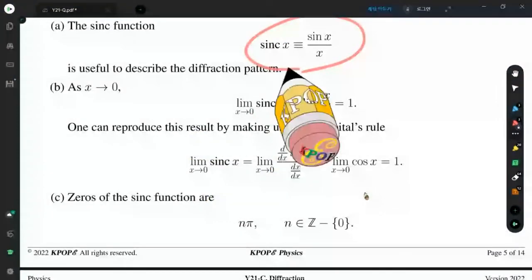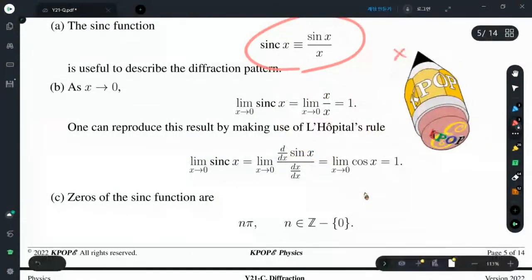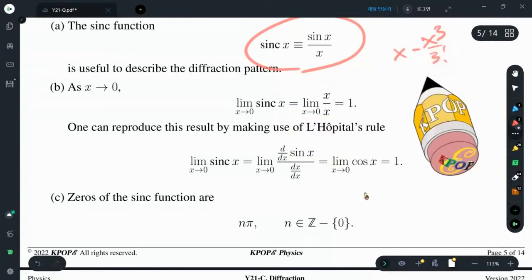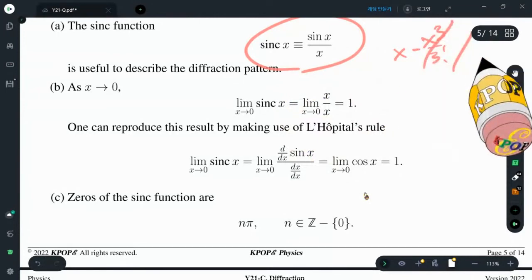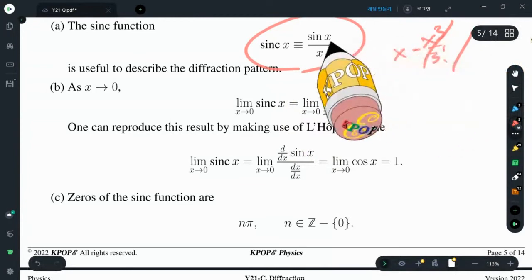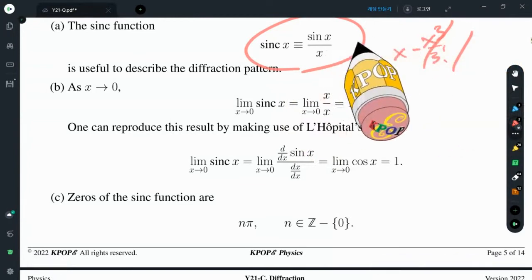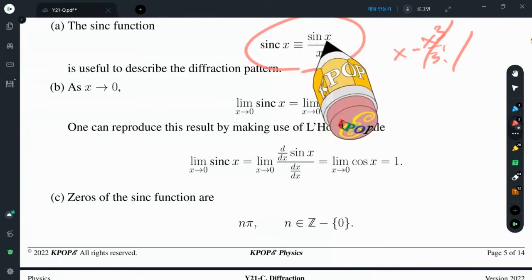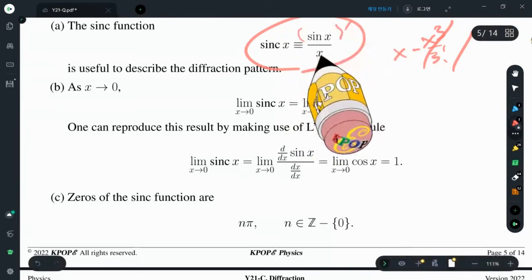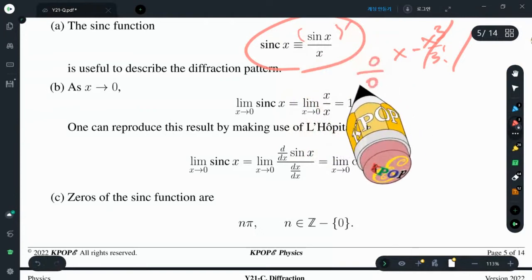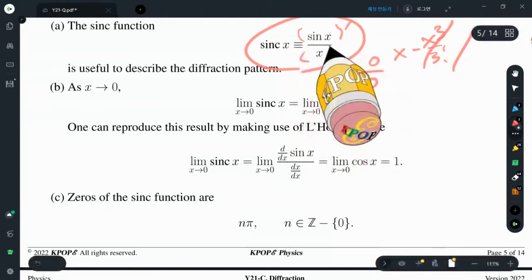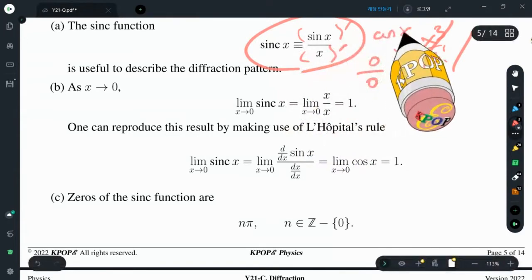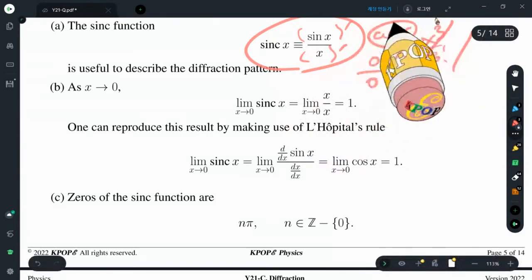And as x goes to 0, we know the Taylor series expansion of sine, and this higher order piece is negligible as x goes to 0. Another way to evaluate this is by making use of L'Hopital's theorem. Take the derivative, because both of them vanish, we can take the derivative with respect to x and it becomes cosine x, and take the limit x goes to 0, it is 1.